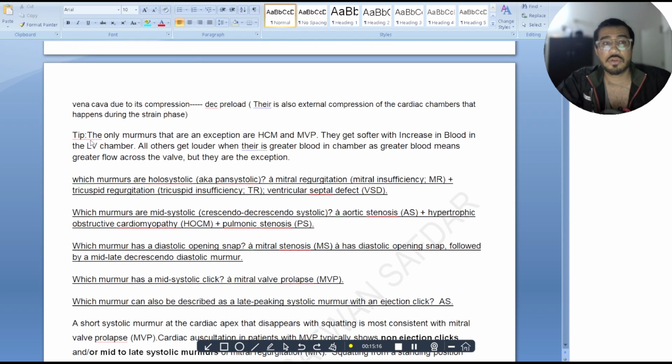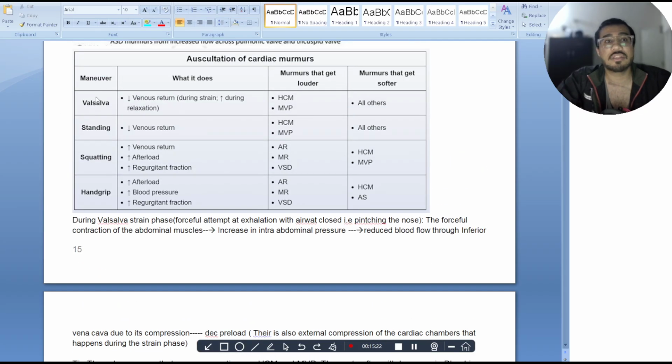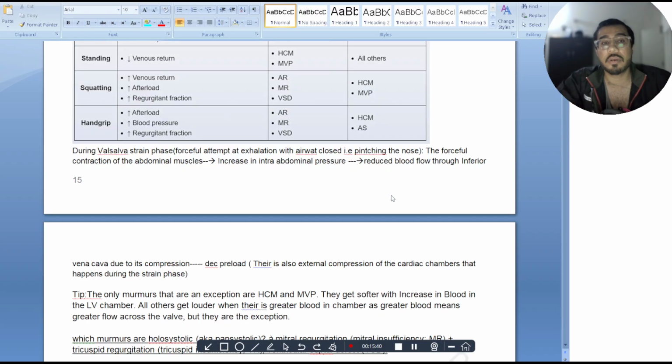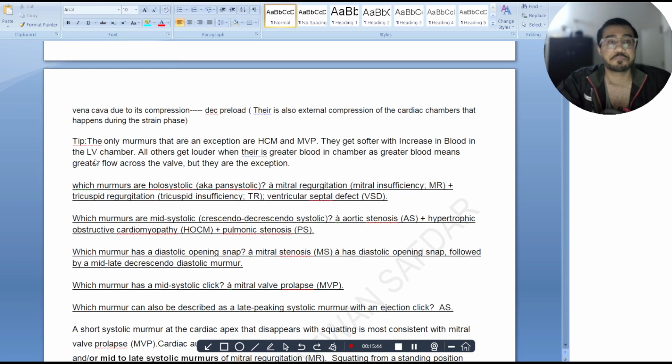So let's give it a read as well. Tip, I already told you about the main tip. The only two things you need to remember are what all these maneuvers do to the preload and afterload, the exception murmurs that get softer with greater amount of blood in the chamber, and what happens to the murmurs when it comes to hand grips, specifically the murmurs of HCM and aortic stenosis. These three things are the ones that you need to keep in mind. Other than that, everything is gonna make sense really easily.